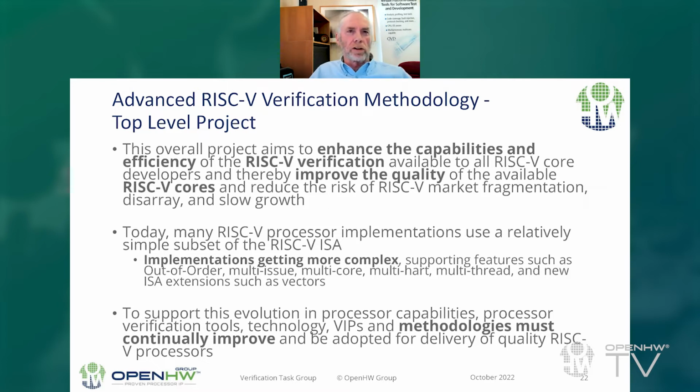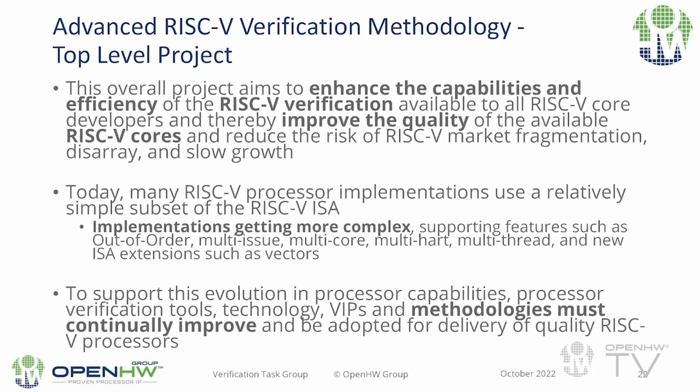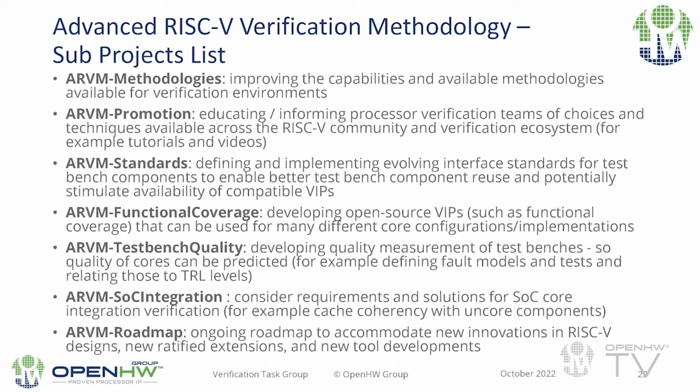And verification is becoming harder and harder as implementations are getting more and more complex. And the idea is that we've got to look at new methodologies and continually improve those to be able to address the challenges that these new cores are providing. So it's about improving quality for RISC-V cores by developing better methodologies and better tooling to help these implementations be verified. When we sort of proposed this project a while back, we came up with 7 or 8 different sort of sub-projects within it.